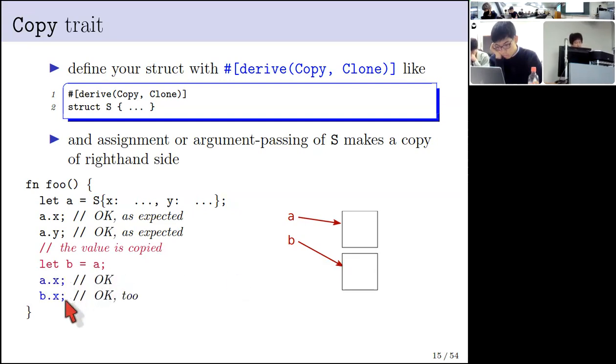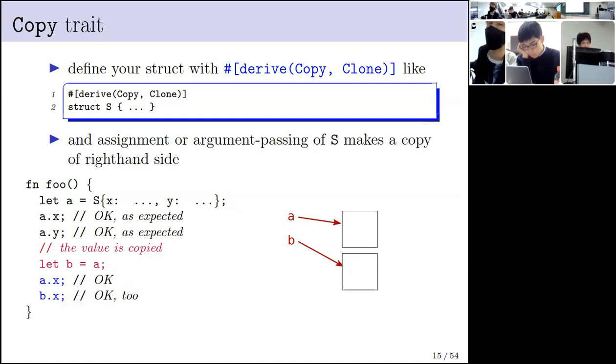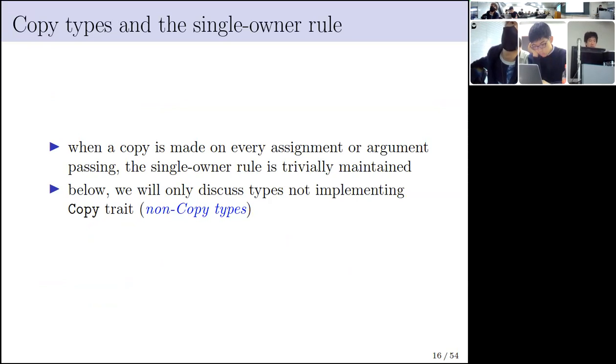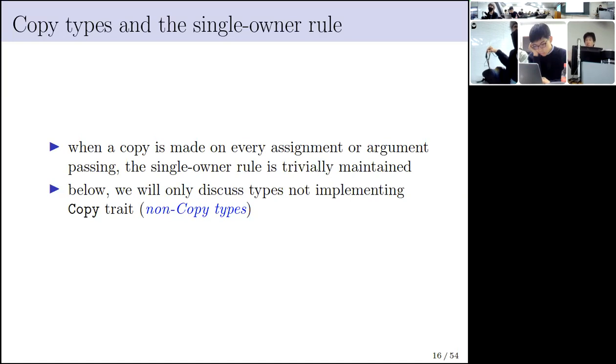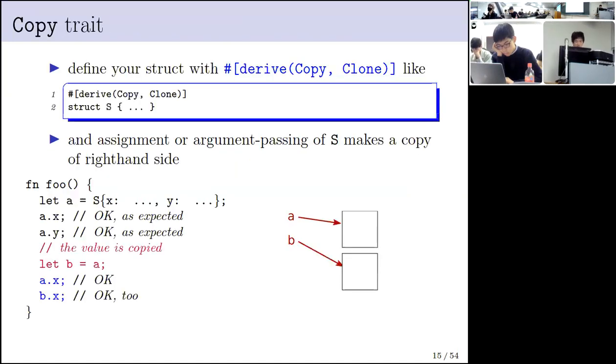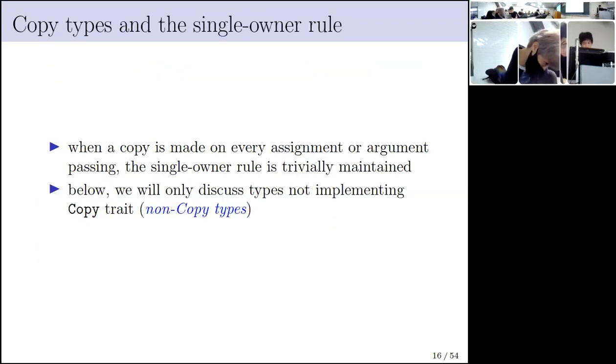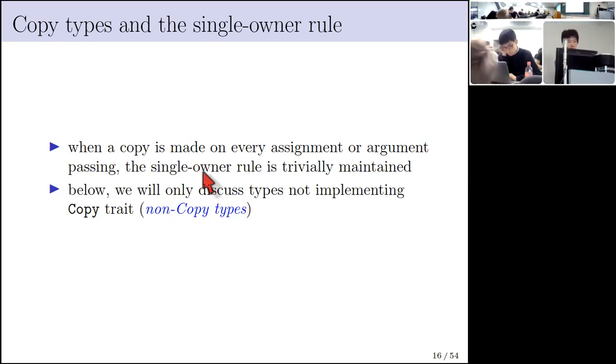Now both a.x and b.x are okay. You can do both. One notable thing about this is that it doesn't violate the single owner rule, the single owning pointer rule. Each variable points to a different data structure, so each object still has only one owning pointer. This single owner rule is still somewhat trivially maintained.